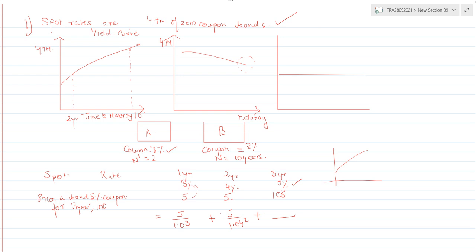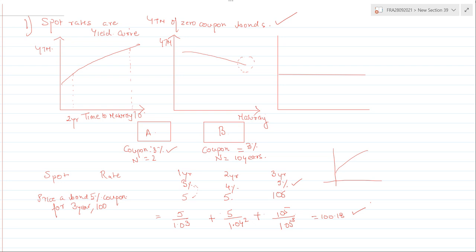And I receive $105 at the end of the third year. The 3 year spot rate is 5%, so I discount it at 5%, and since this occurs at the end of the third year, I discount it for 3 years. So this is how I will price this bond. If I calculate this, the price of the bond is 100.18.